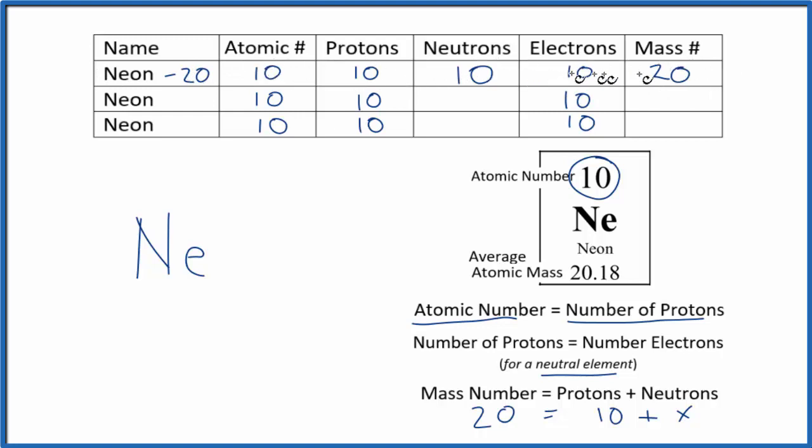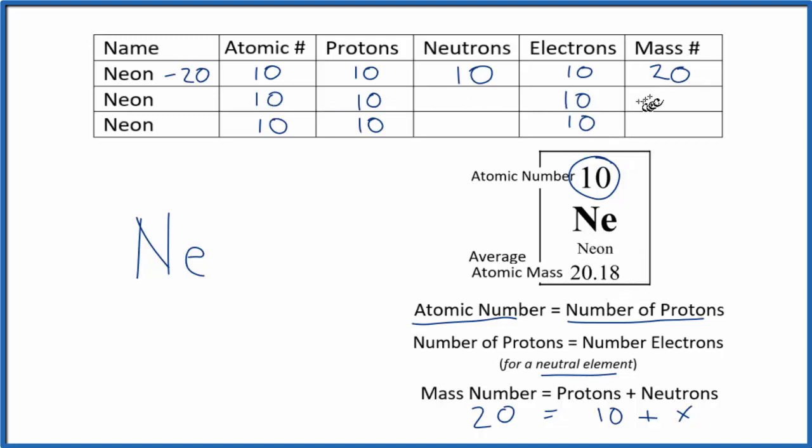This is the most abundant isotope of neon, something like 90% of neon atoms. If you had a sample of neon, about 90% would be this isotope here, neon 20. And that makes sense because this is an average of all the isotopes based on their abundance. So 20, fairly close to this. Most of it's going to be 20, but some is going to be heavier.